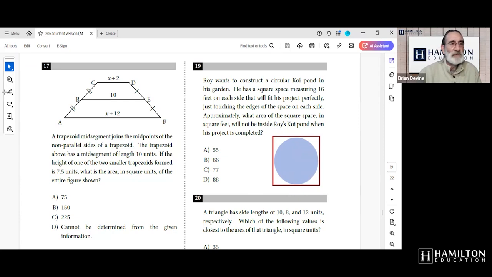And what we want to know is what area of the square space is not inside the pond. So we want to know what is the area outside the pond, but inside the square.